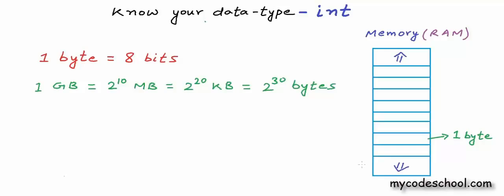In a typical architecture, each byte in the memory would have an address. Let's assume that somewhere deep down here we have a byte with address 1, and the address is increasing as we go towards the top. Let's assume that this particular byte has address 200. So the next byte would have address 201, and the next one would be 202, and the next one would be 203, and we will go on like this.